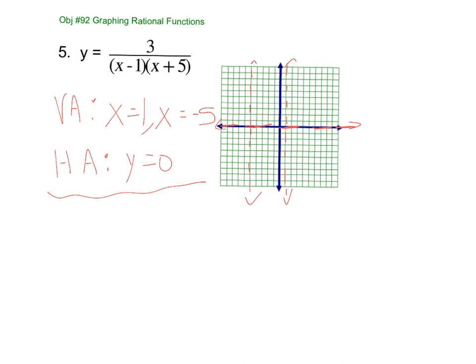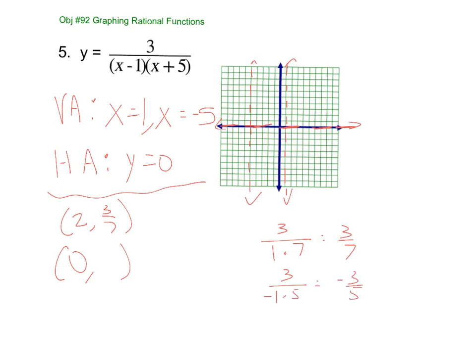So here's what we're going to do. We're going to pick points on either side of both of the asymptotes. So I have my 1, right, my vertical asymptote 1. So I'm going to try 2, and I'm going to look at 0. Right? So if I plug in 2, these are not going to be nice. So I get 3 over 1 times 7, so 3 over 7. If I plug in 0, I get 3 over negative 1 times 5, negative 3/5.